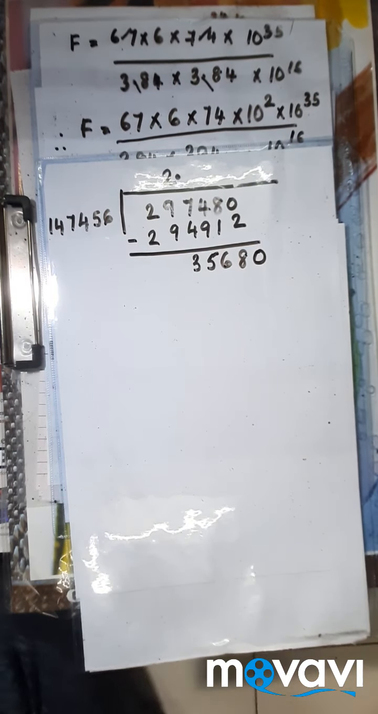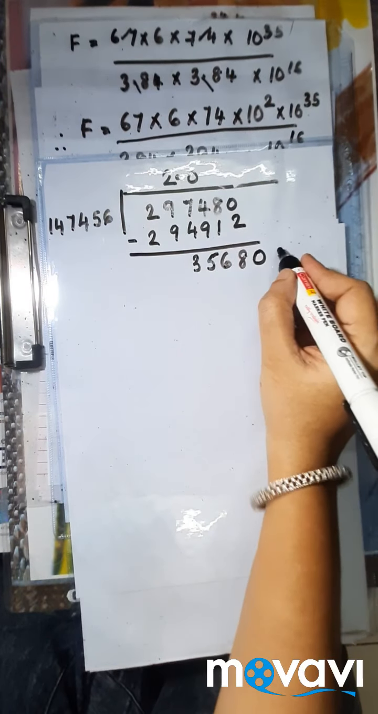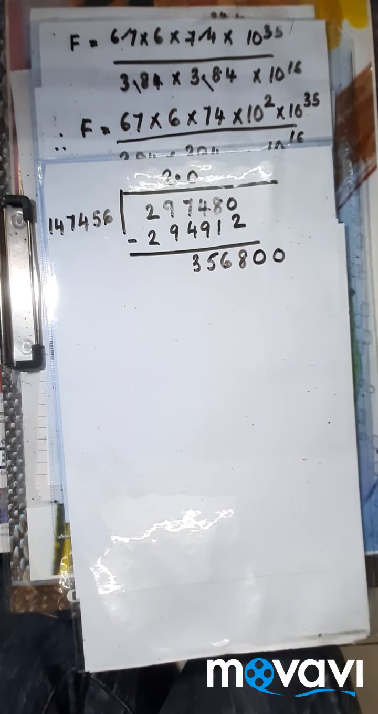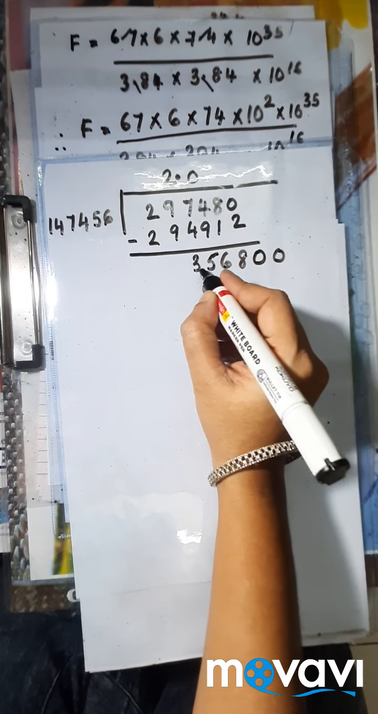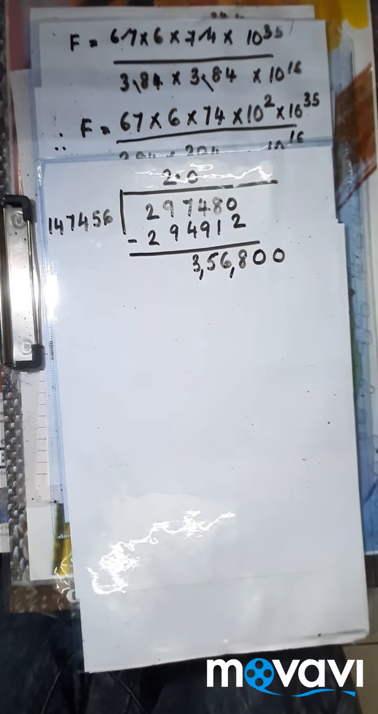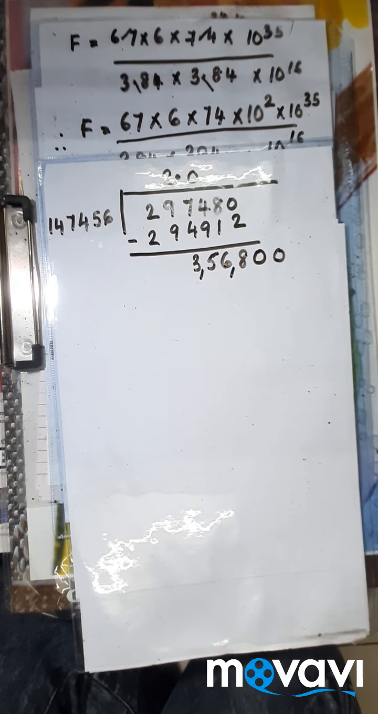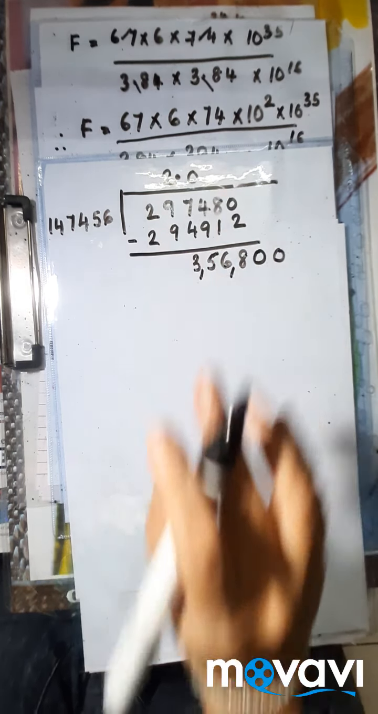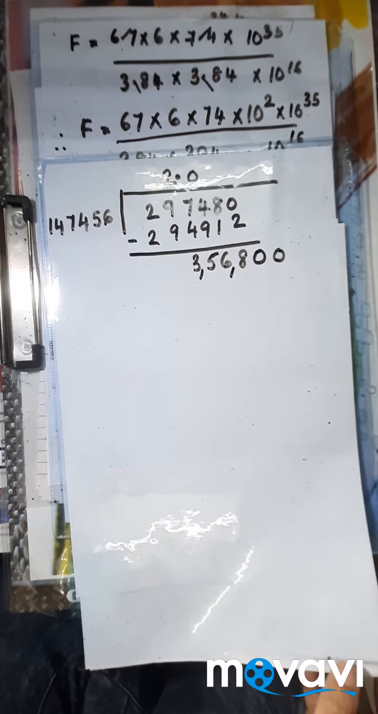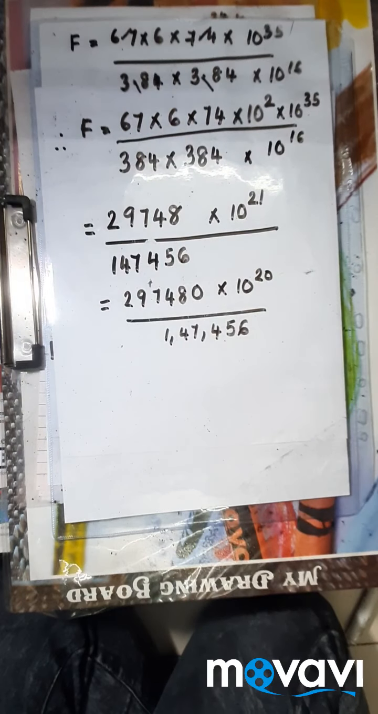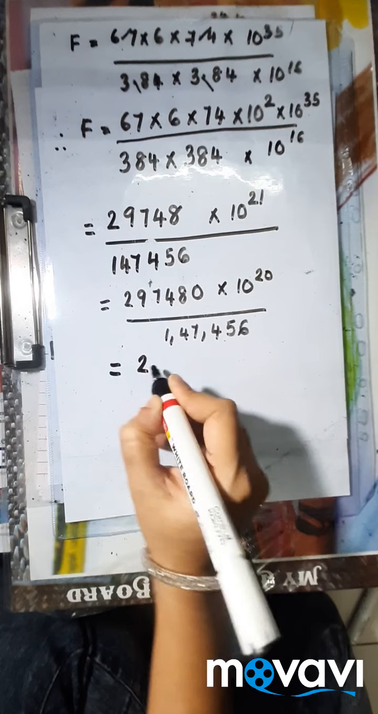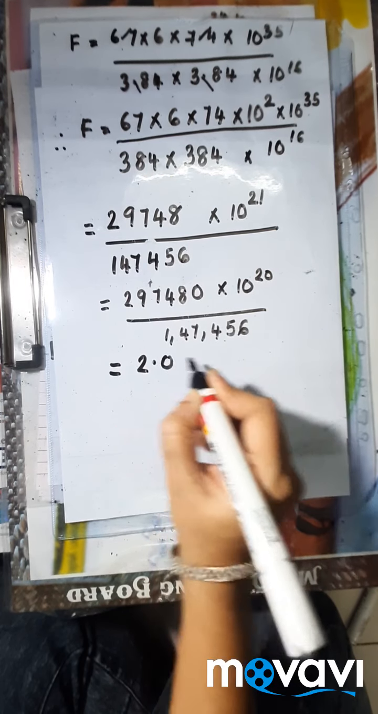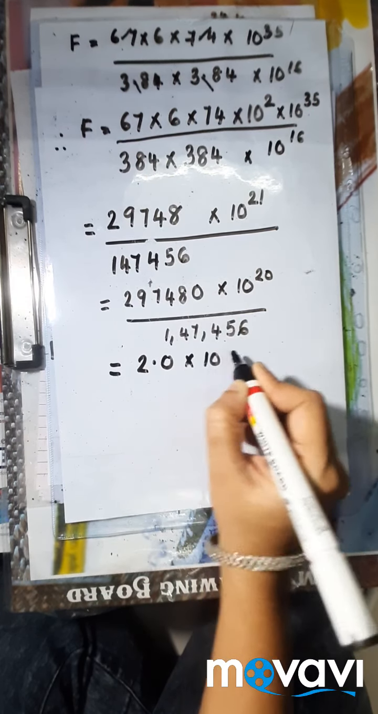35,680, and this is 1,47,456, so this becomes 0, right? And I'll put one more 0. If I see the decimal place, this is 3,56,800. And I don't actually have to find out. This is 2.0, so I take it. But now you have to see this answer. So when I divide it, I got 2.0. So I don't bother, multiplied by 10 raised to 20.